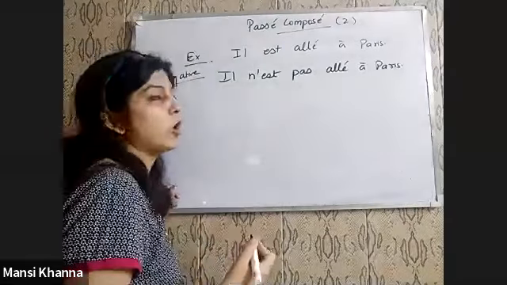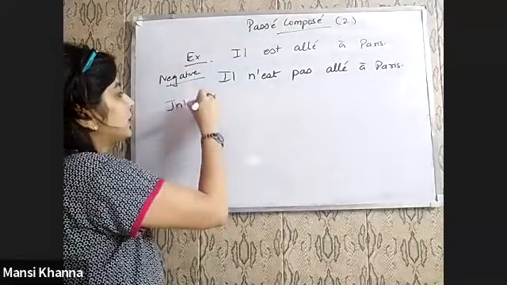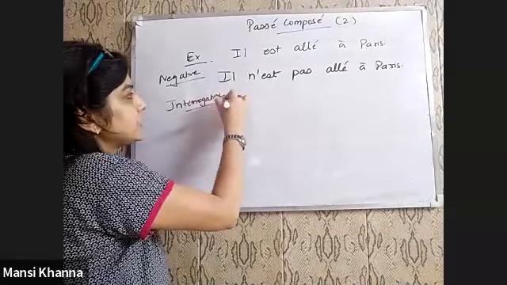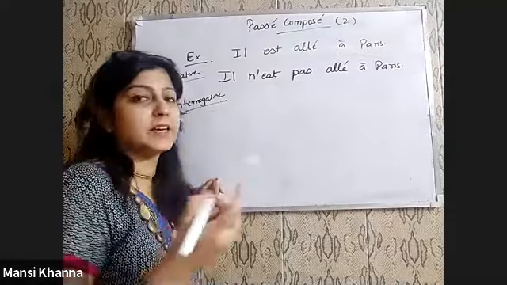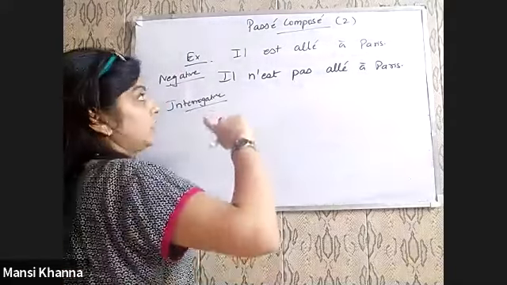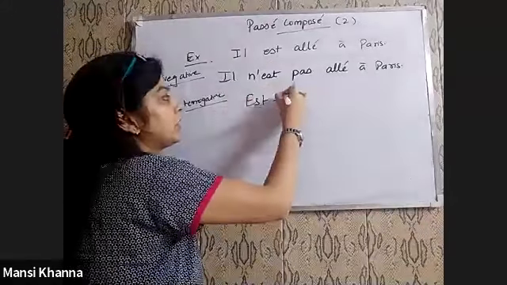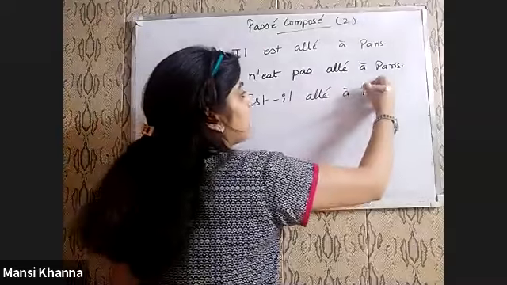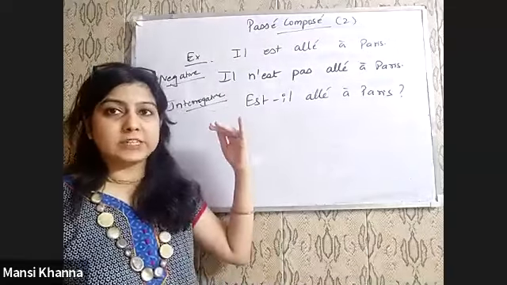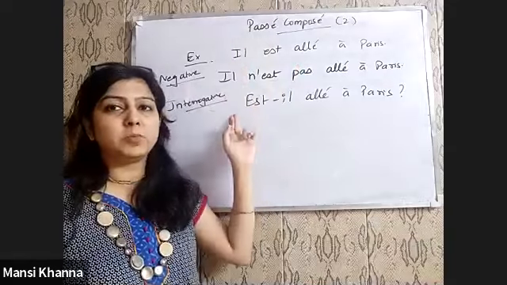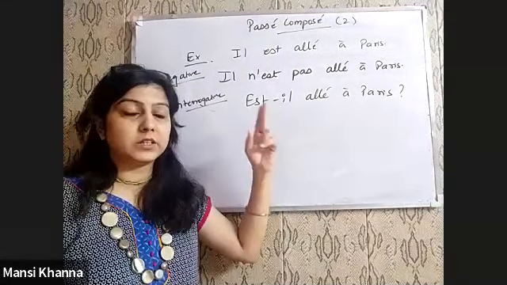Now, what if I had to form it into interrogative? See, obviously, you know how to form it into interrogative in the first or the second form. The first form is intonation, and the second is inversion. In inversion, how will we do it? Which verb will we bring in front of the subject? The auxiliary. So this will become est-il allé à Paris. If I have to convert this sentence into an interrogative sentence, the auxiliary will be placed before the subject. So est-il allé à Paris, that's the interrogative part.